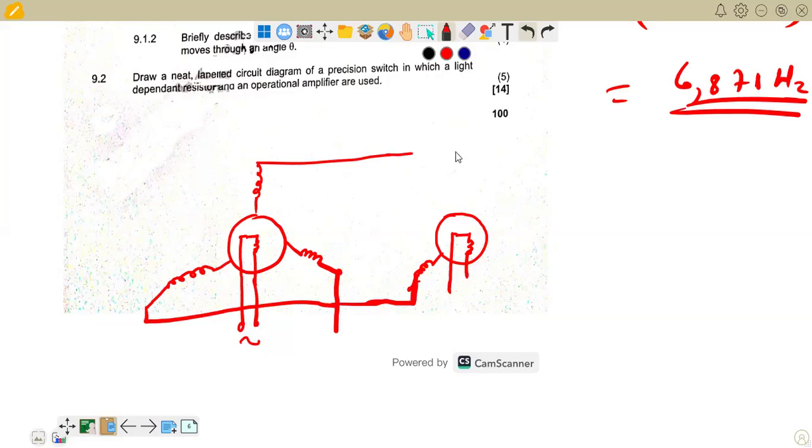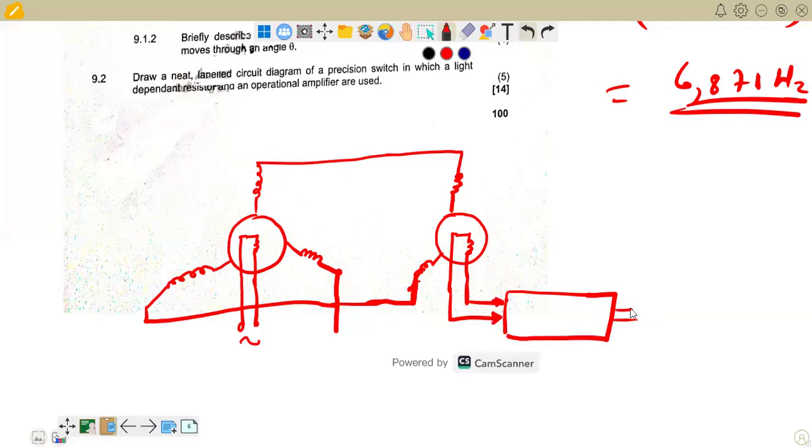And then we have our amplifier. The two are connected to the amplifier. There is our amplifier. And then we now go to the motor. There is a motor right at this point, and I'm going to indicate it here, just this part.